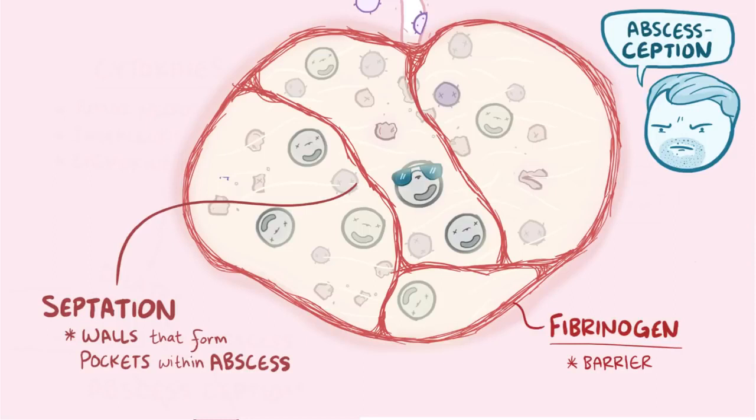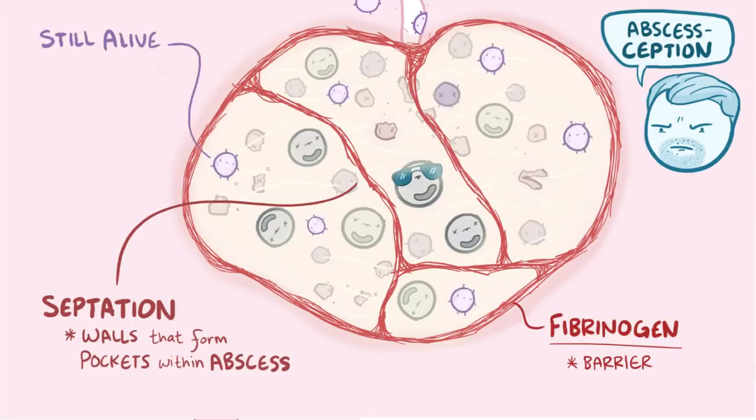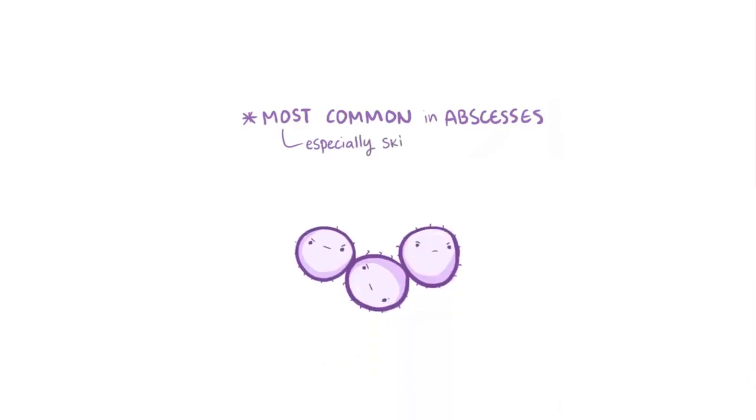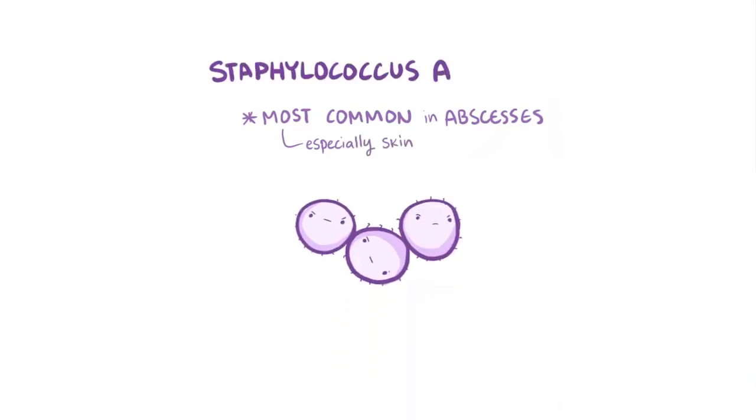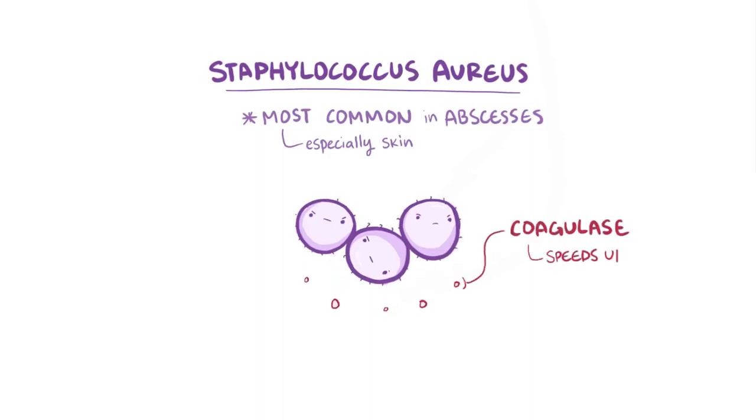Even though the pus is largely dead material, there are still plenty of live bacteria within the pus, which makes it highly infectious if it gets spread from one place to another. One of the most common bacteria found in abscesses, especially in the skin or underlying soft tissue, is Staphylococcus aureus. In fact, Staphylococcus aureus releases the enzyme coagulase, which helps speed up the process of building the fibrinogen wall.